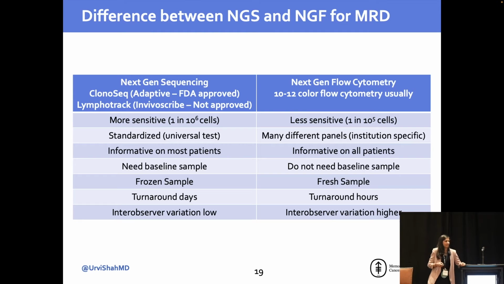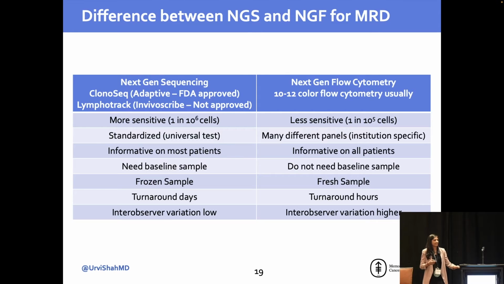So what's the difference between next-gen sequencing and next-gen flow? I told you about flow cytometry, and then I told you about sequencing. The difference between them is that sequencing, with the technology right now, is 1 in a million, so it's a bit more sensitive. Flow is mostly 10 to 12 color, and it's about 1 in 100,000 cells.